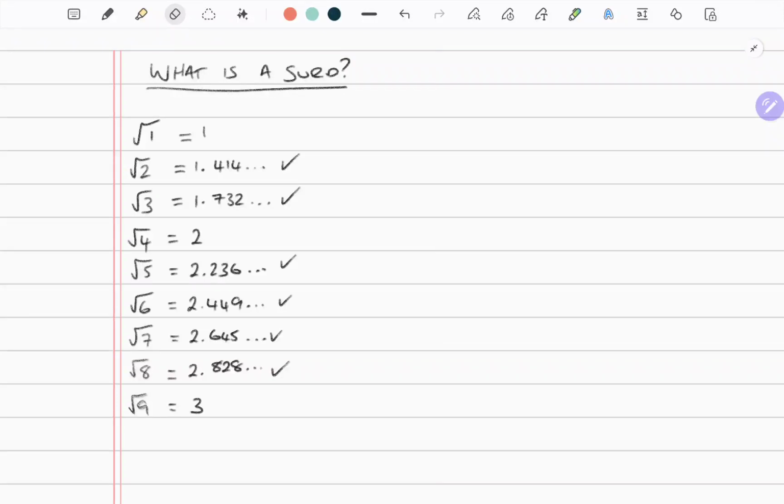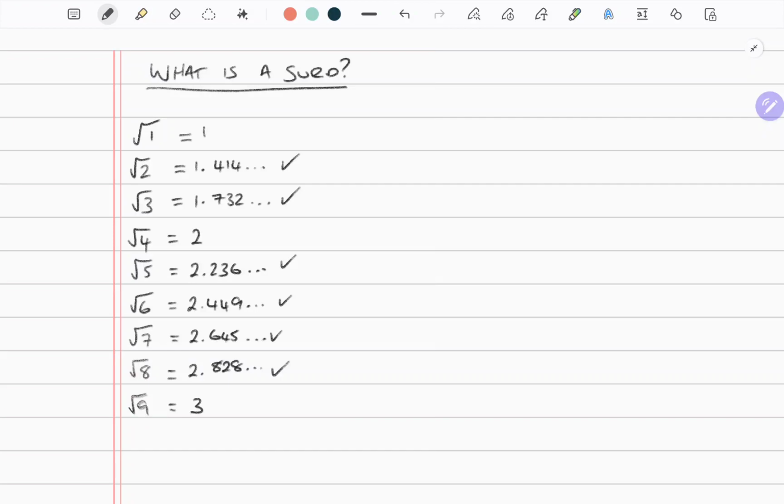Here we'll start a little mini series on surds. So you might be thinking to yourself, what is a surd? Well, it's a root that can't be simplified to a whole number. So for example, here I have the square root of 1, which is 1. I have the square root of 4, which is 2, and the square root of 9, which is 3. So they're not surds because they can be simplified into a whole number.